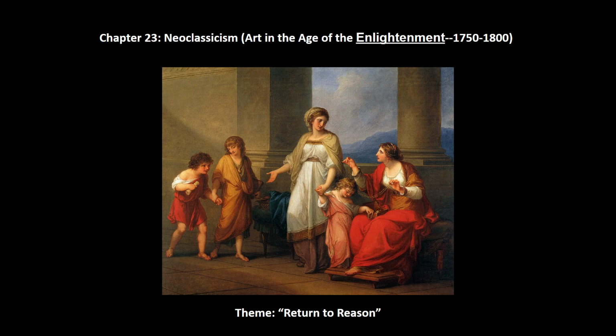Okay, this is the art for the Age of the Enlightenment, as it says up there, so that's mostly 1750 to about 1800. Just a little bit of overlap, but that's pretty much the prime era for it. The theme is return to reason. Rococo art lacks that for the most part. It's mostly emotional, mostly for an aristocratic taste, and not really relatable for most people.